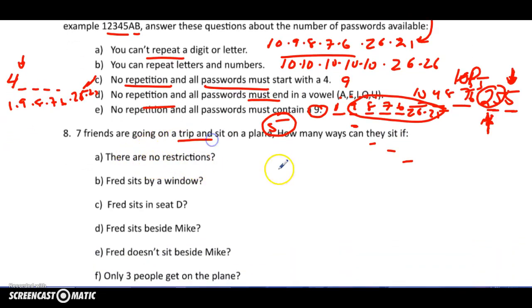7 friends are going on a trip and they sit on a plane. So on the plane, there's going to be a window, and then there are 7 friends, and then a window. So they all sit in a row. There are no restrictions: 7 factorial.